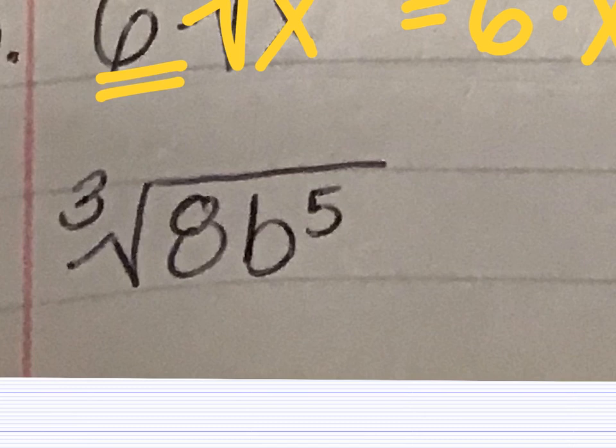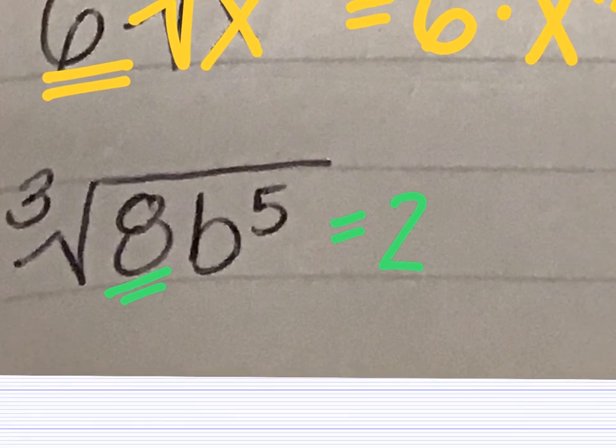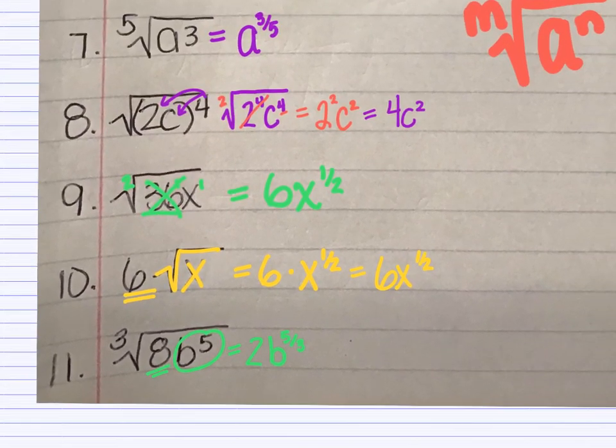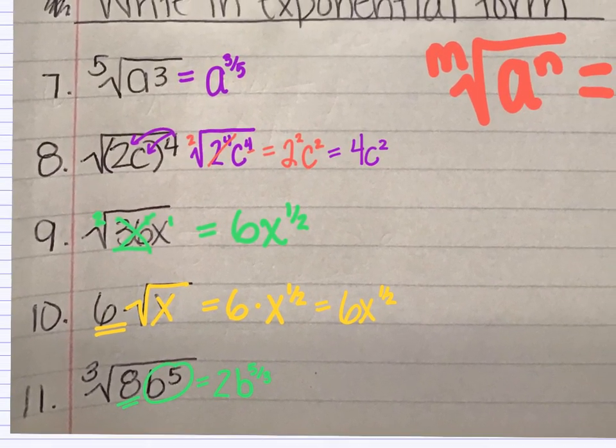The cubed root of 8b to the 5th. I'm going to take the cubed root of 8, which gives me 2. And then with my variable, b to the 5th, I'm just going to write 2b to the 5/3. And just leave it like that. That's the best way to do it, is just to leave it like that as 2b to the 5/3.